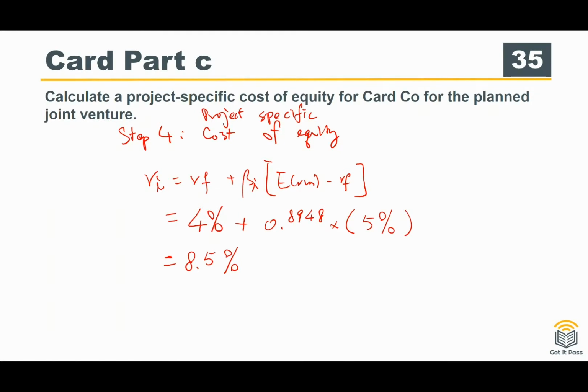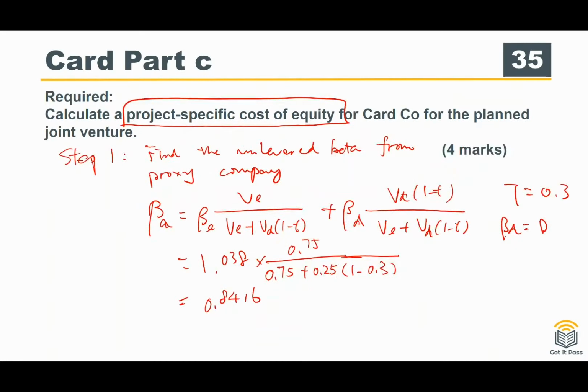Let me repeat the steps that you have to follow. If you are asked to work on the project-specific cost of equity, first of all, you need to find a proxy company, because the question has already provided you the proxy company. So you just find the unlevered beta from the proxy company. To find the unlevered beta means you only need to consider the business risk. So you find the asset beta here is 0.8416.